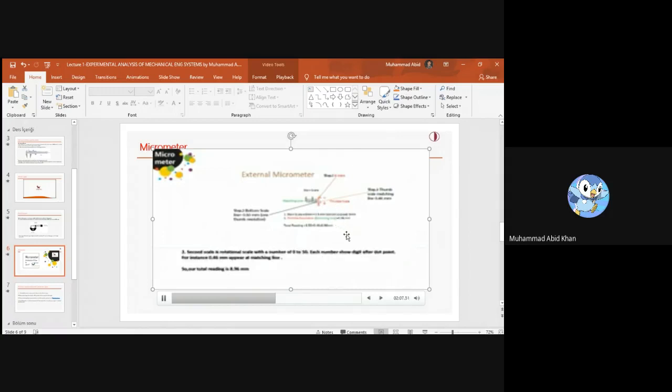The second scale is the rotational scale with numbers from 0 to 50. Each number shows a digit after the decimal point. For instance, 0.46 mm appears at the matching line. So our total reading is 8.96 mm. So this is how we use the micrometer.